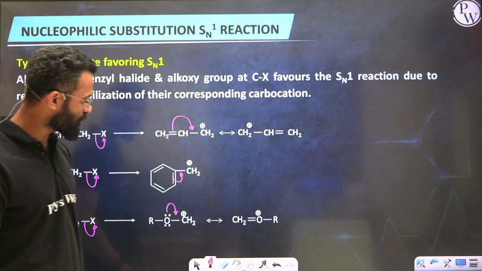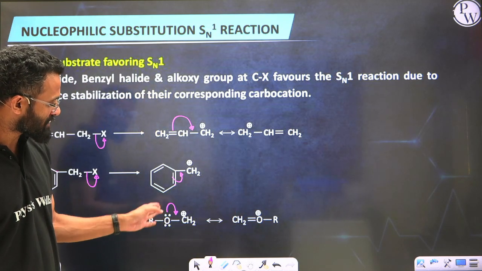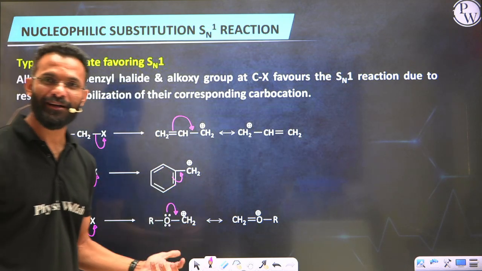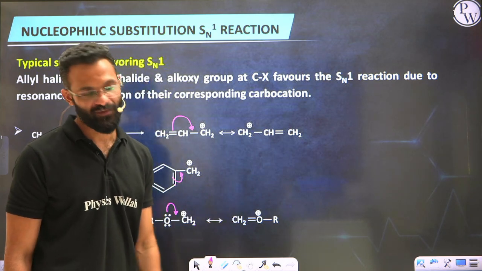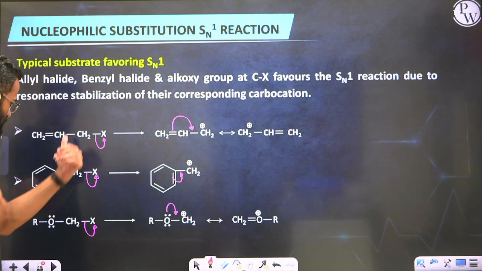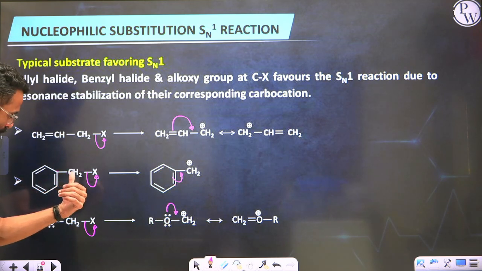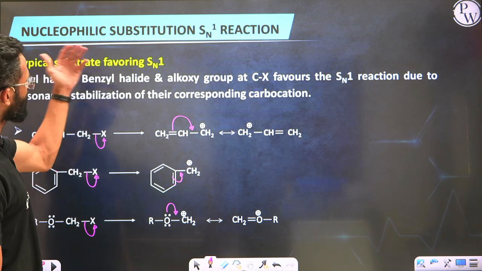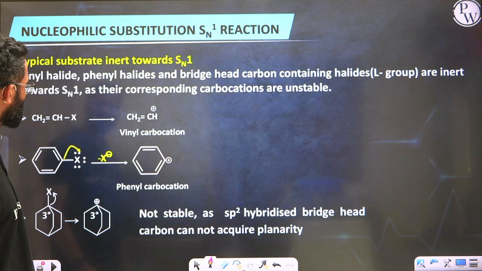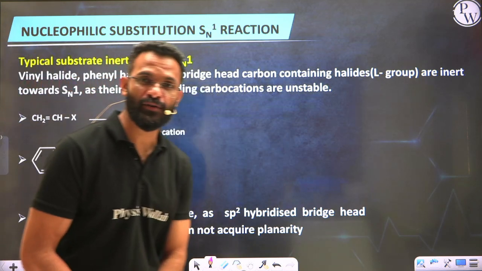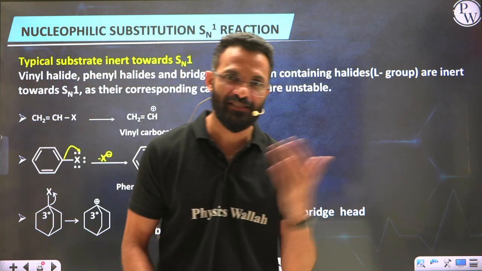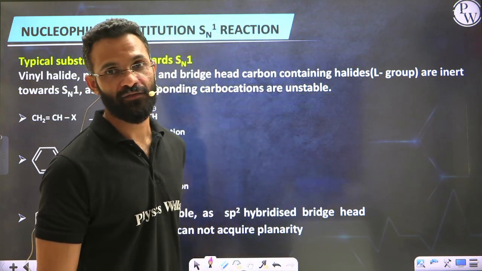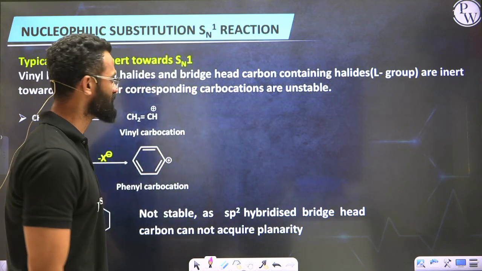So now you can see the carbocation obtained is stabilized by back bonding, meaning it is even more stable than the previous two. And the more stable the carbocation, the faster the rate of SN1. That's how allyl halide, benzyl halide and alkoxy at the carbon carrying the leaving group are the substrates which favor SN1 reaction mechanism. And likewise, there are some substrates which are completely non-reactive towards SN1. Those non-reactive substrates you can call inert substrates towards SN1.